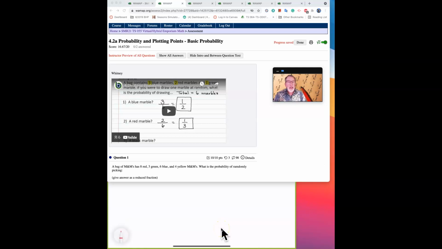Hello everyone, we're in WAMAP Unit 4.2. This is Lesson A, Probability and Plotting Points, and this one is Basic Probability.